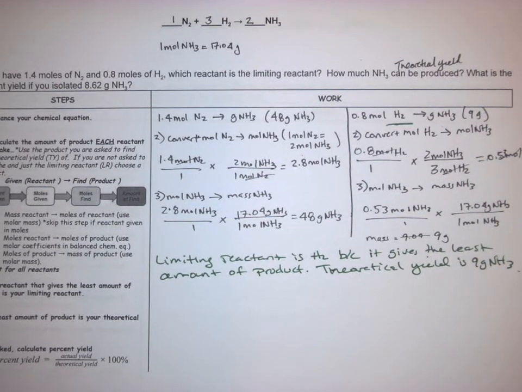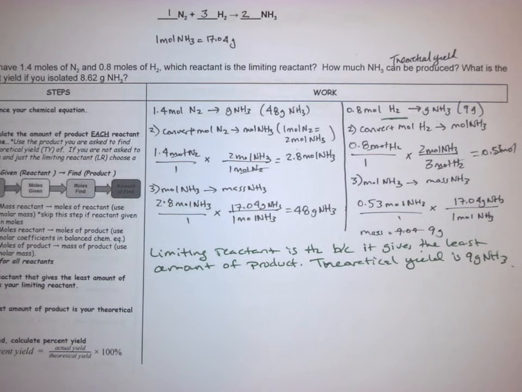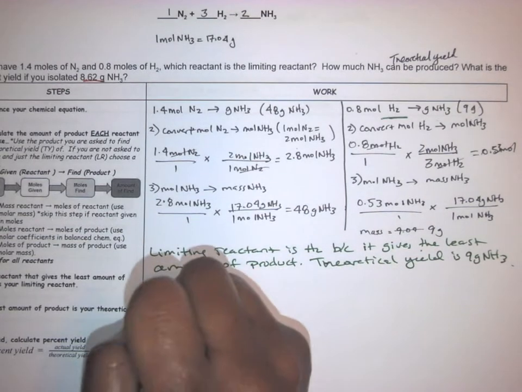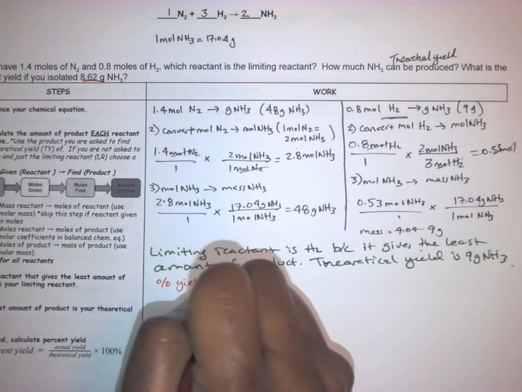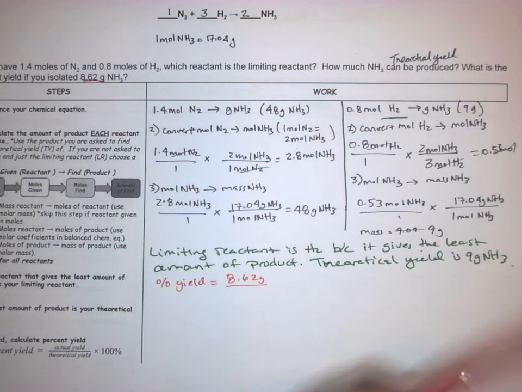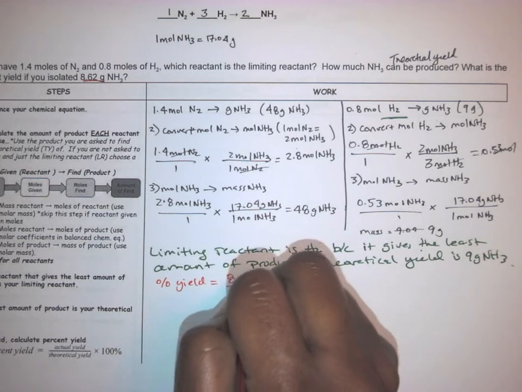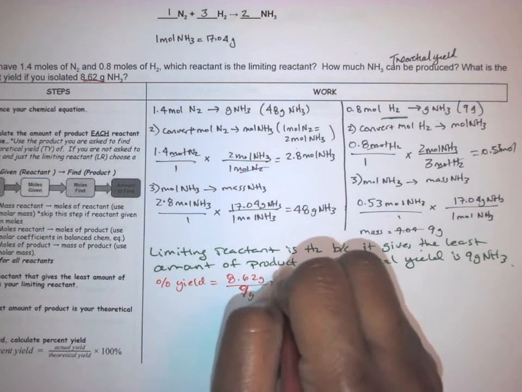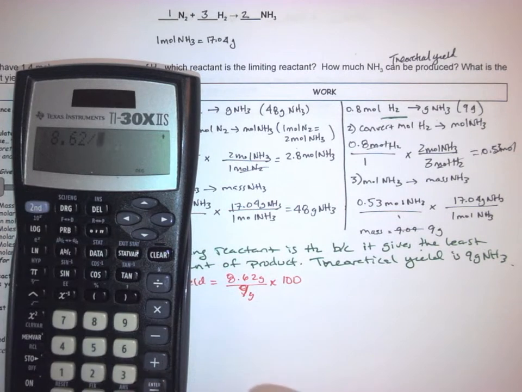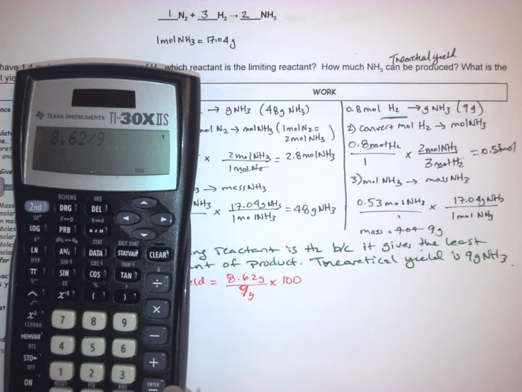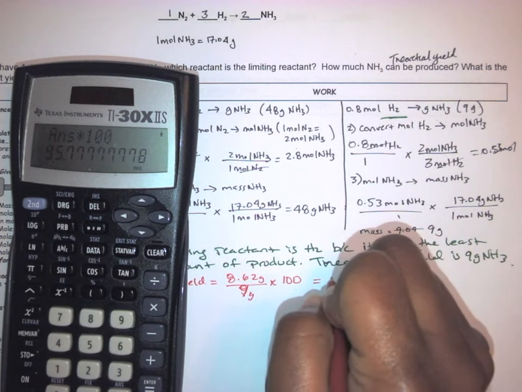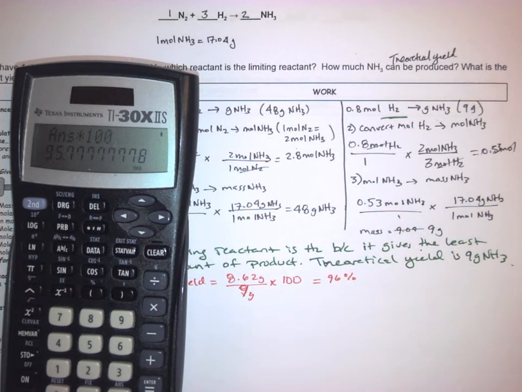And then finally, for the percent yield, they told us that our actual, so what we actually got, was 8.62 grams of NH3. But our theoretical is 9 grams, so divide those two, 8.62 divided by 9 times 100, and that's a 96% yield. Okay, it's not bad at all.